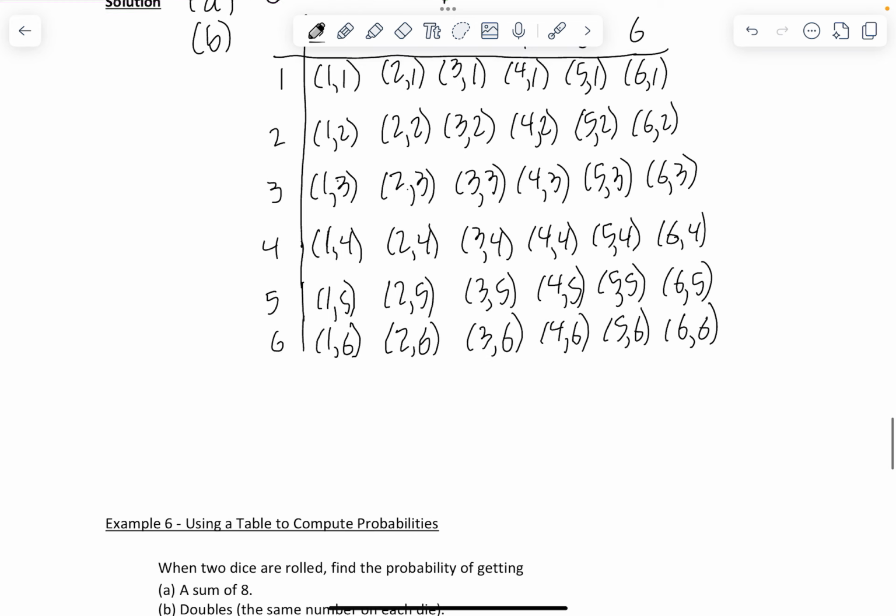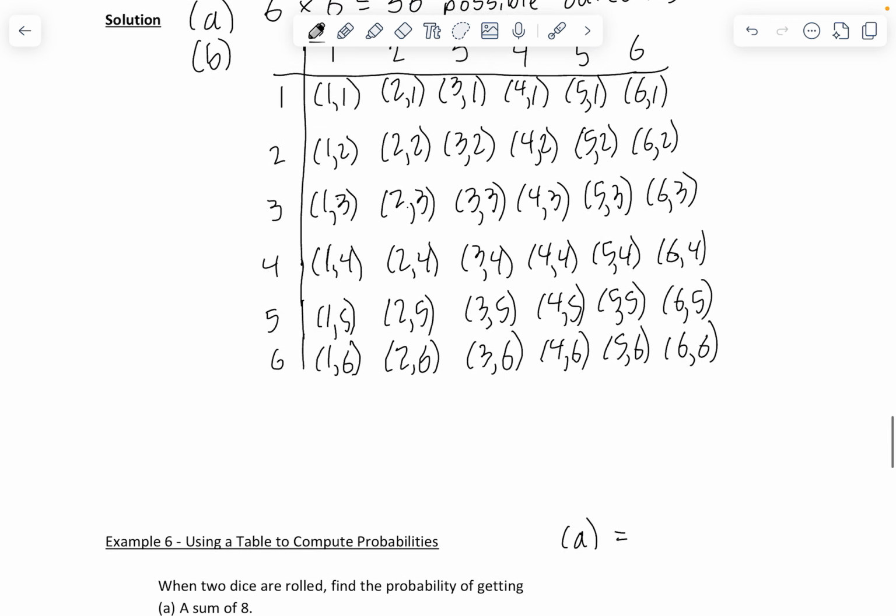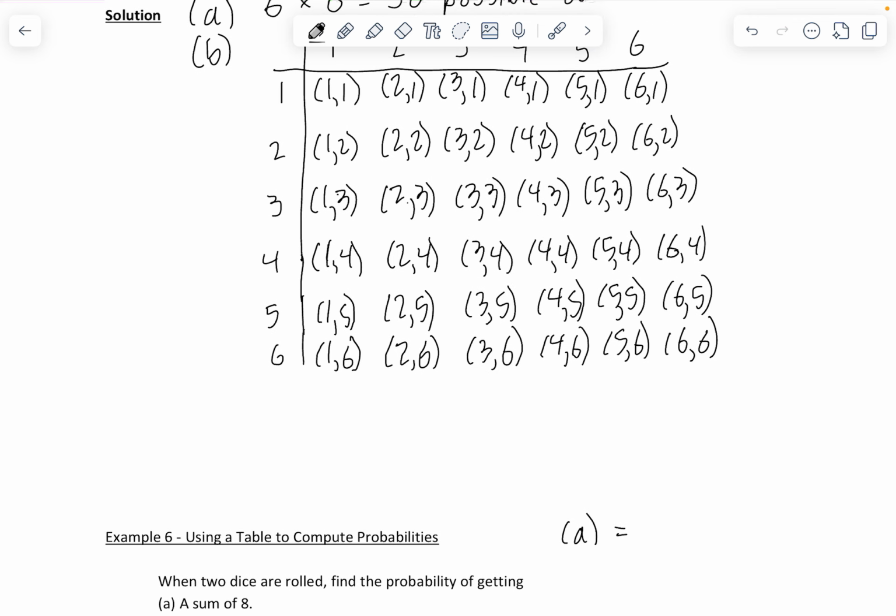Okay. When 2 dice are rolled, find the probability of getting, for part A, a sum of 8. Let's do this up here. Okay. So how many different ways could we get a sum of 8? Looking at our table, right, I see the top row, nothing there adds up to 8, but down here I've got 6,2, so there's one. Then I've got 5,3 right here, there's another one.